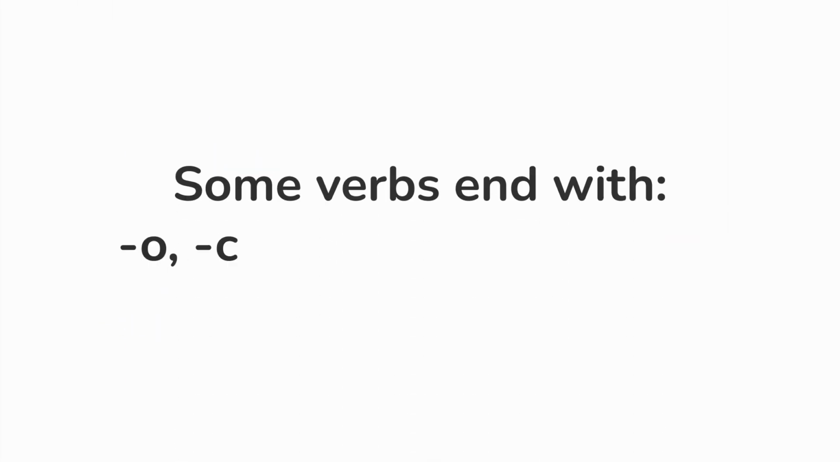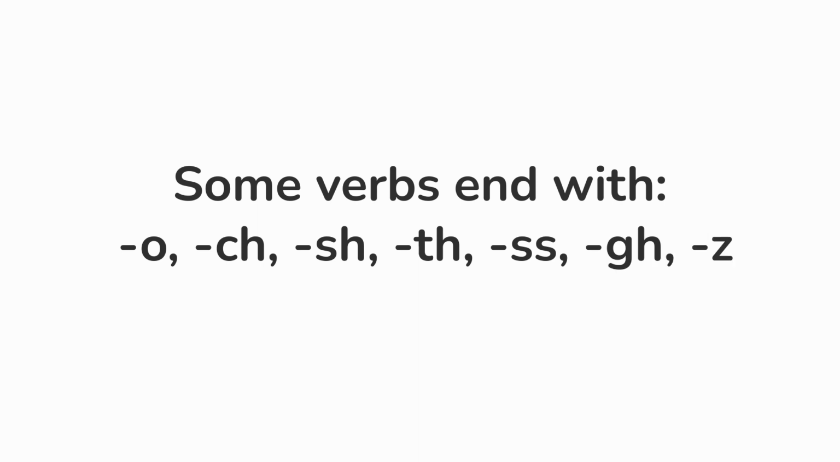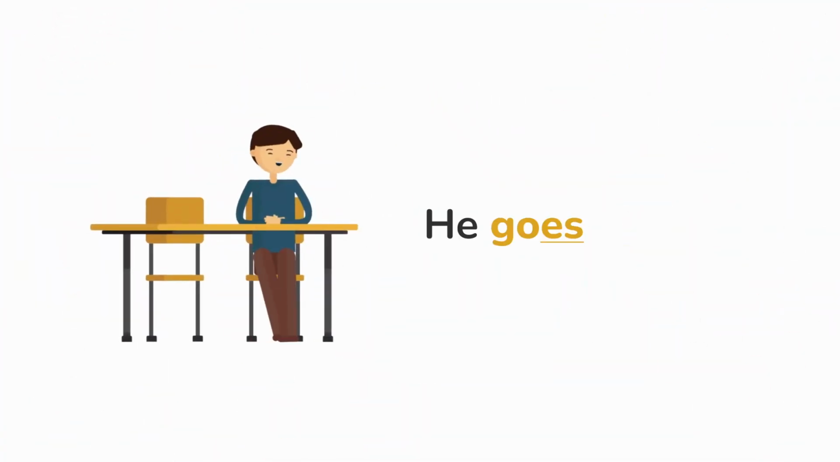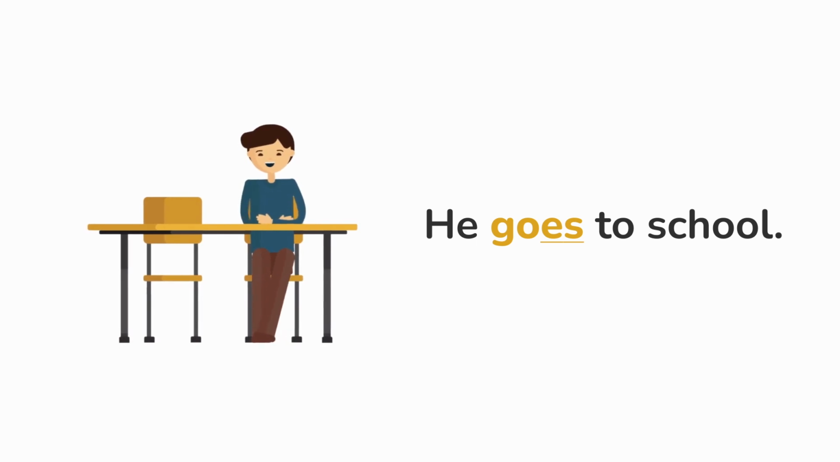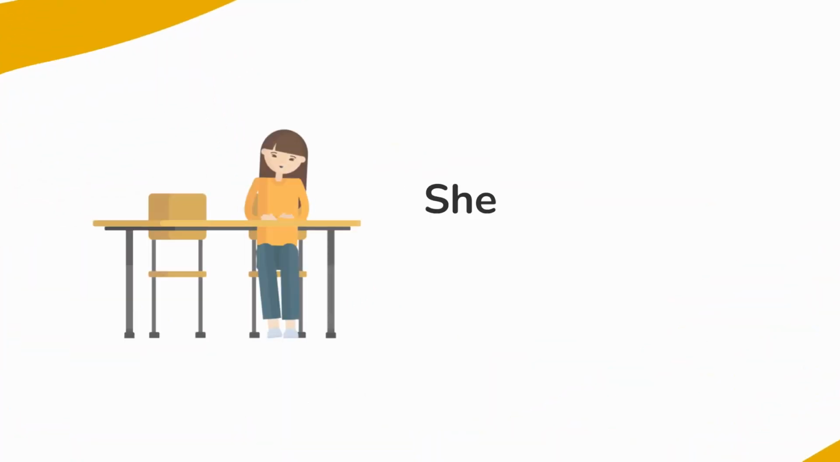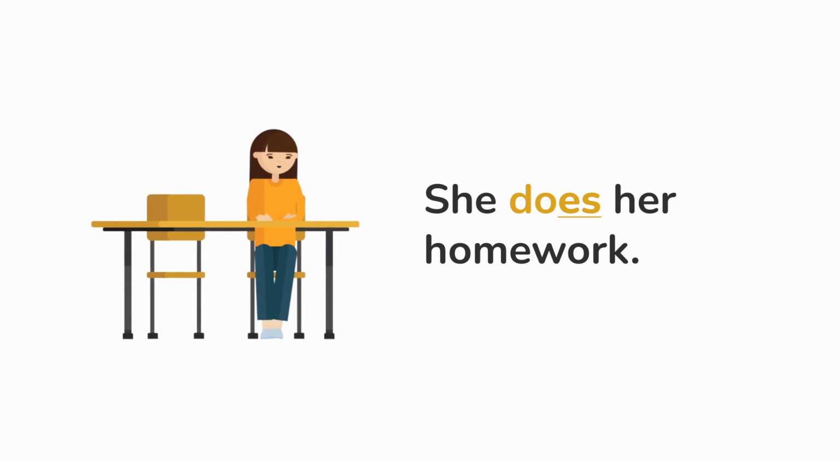Some verbs end with these letters. For example, go and do. We don't add s to these words but es so that we can pronounce them better. For example, he goes to school. She does her homework.